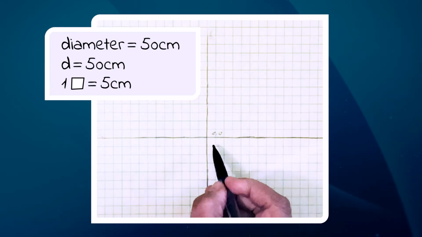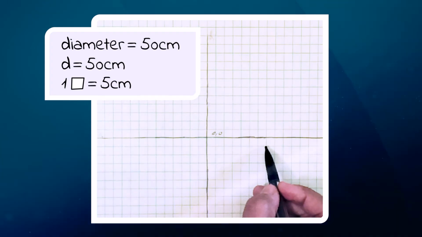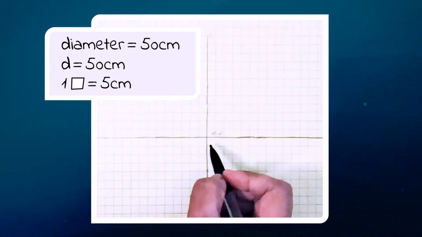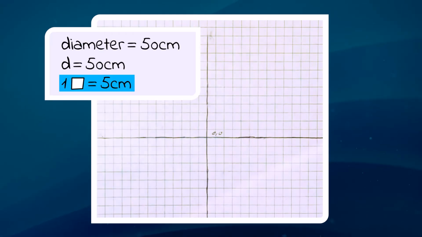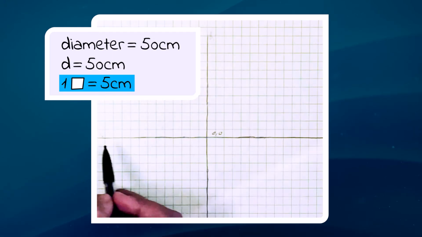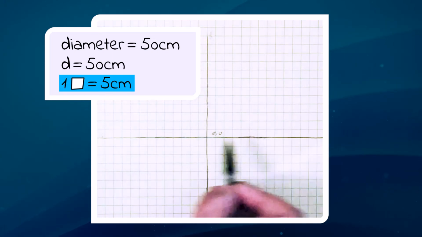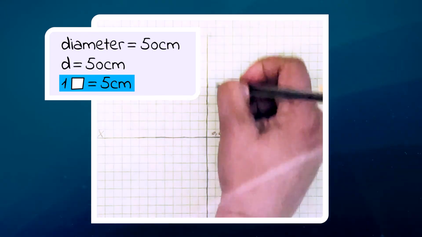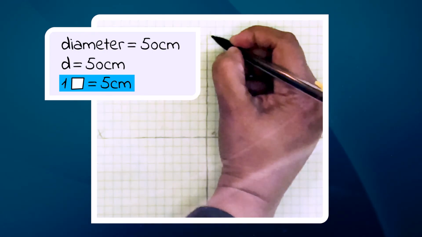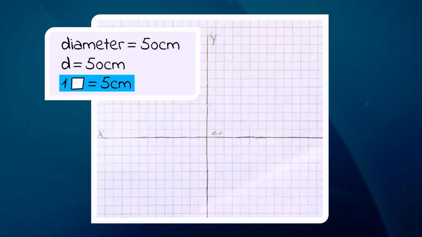So I will count half the distance to the right, half the distance to the left, half the distance up, and half the distance down. Now remind your students that 1 square is equal to 5 centimeters. Mathematicians call this horizontal line across the page the x-axis. They also call this vertical line going up and down the y-axis. So now I will get to plotting. And remind your students again that 1 square equals 5 centimeters.